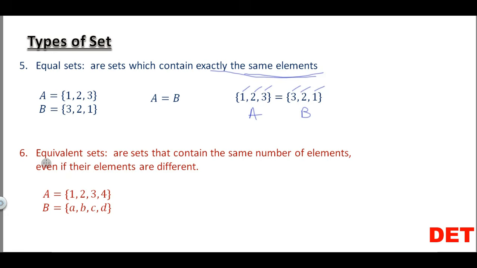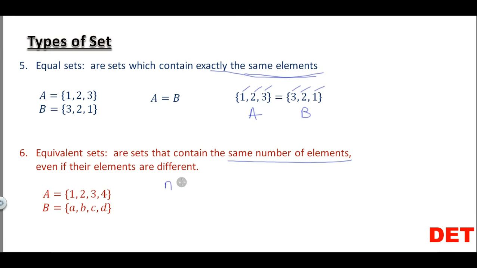All right. Then let's look at equivalent sets. Equivalent sets are sets that contain the same number of elements, even if their elements are different. For instance, we have set A equal to {1, 2, 3, 4}, and set B equal to {a, b, c, d}. So these two sets are equivalent. Why are they equivalent? Because they contain the same number of elements.